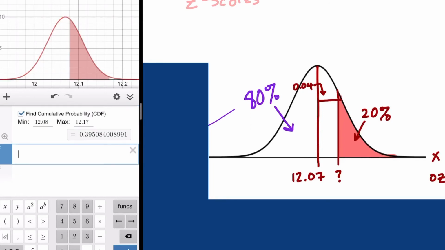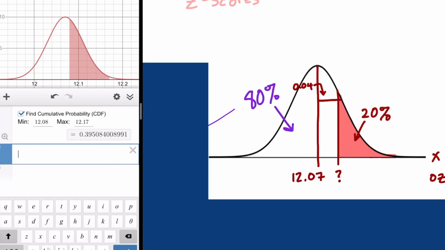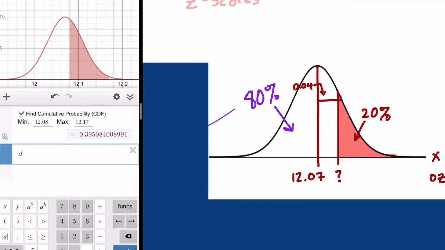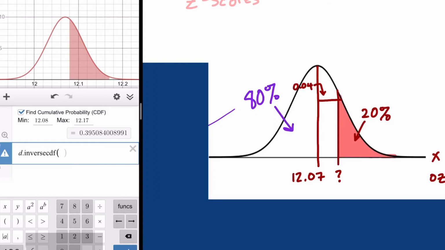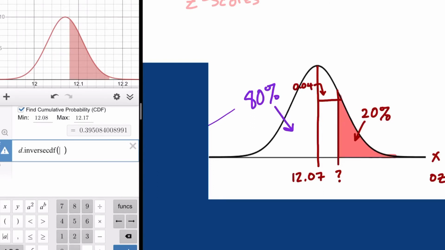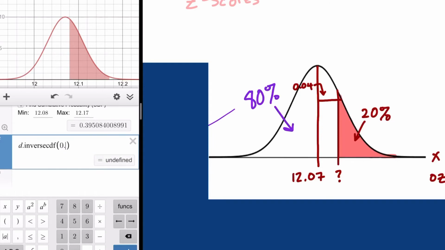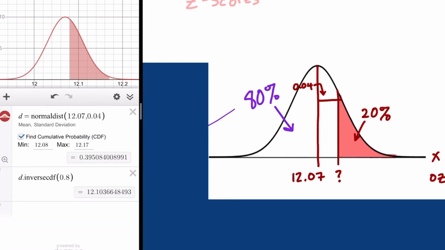Then onto the second line, I'm going to say D, and then dot, and then go to functions, and then inverse CDF. And then in the parentheses, I need to put my percentile, so my 0.8. So what this does for us is not only does it do the math to figure out z-scores, it then automatically even converts it to units. So this number right here, 12.10, that is in ounces. So the powerful thing about doing this with Desmos is it automatically does this conversion for us.